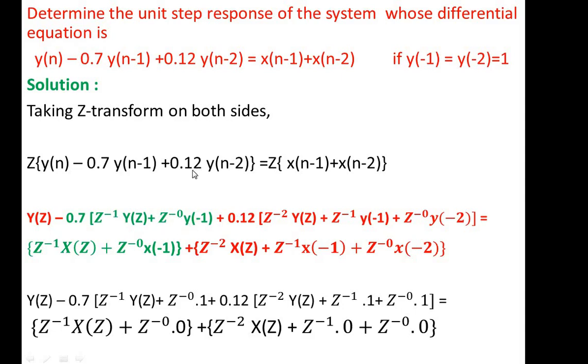And for this third term, 0.12 is a constant and y of n minus 2. So we can write the Z transform of y of n minus 2 as z power minus 2 y of z. So we have written it, and it is shifted by 2.